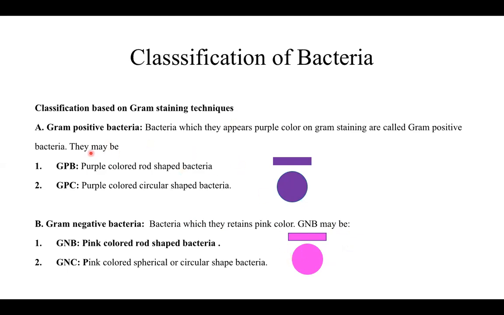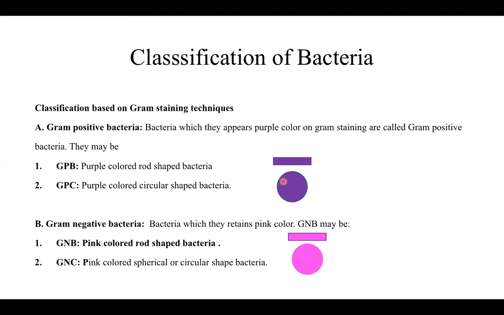Now, based on the shape of the bacteria, first the gram-positive bacilli. These are the bacteria which appear in purple color with rod shapes. Those rod-shaped bacteria that retain the color of the primary stain, crystal violet, and appear purple are known as gram-positive bacilli.